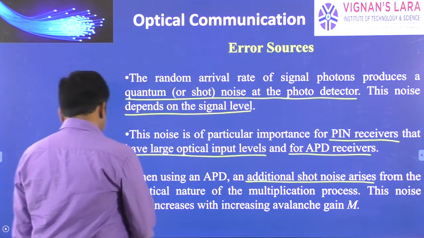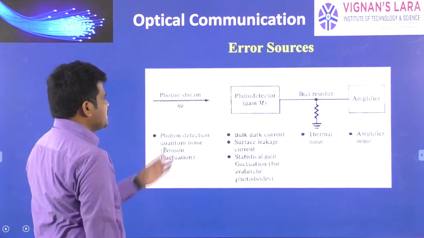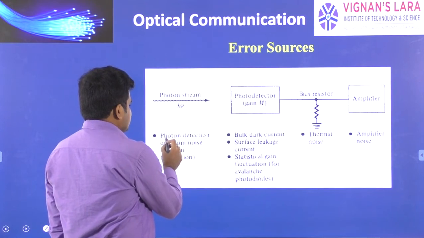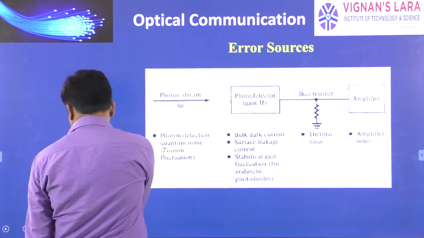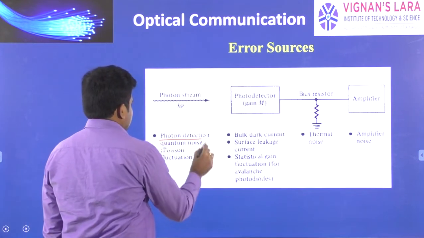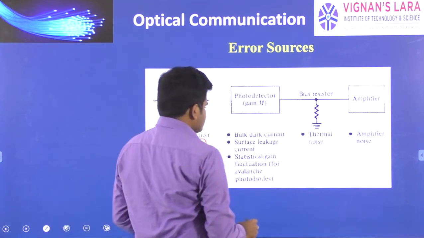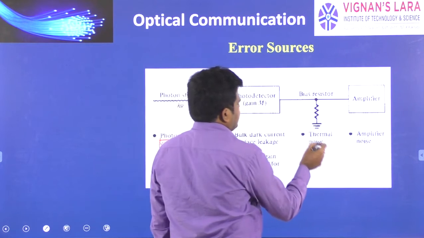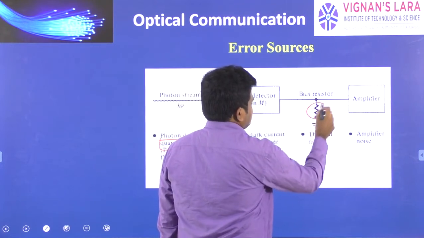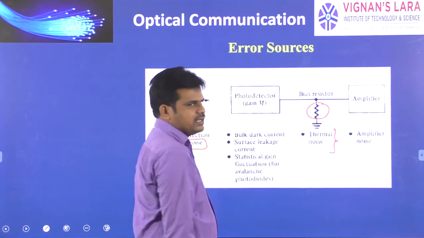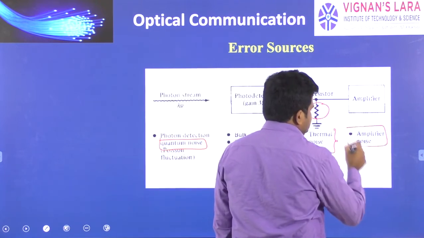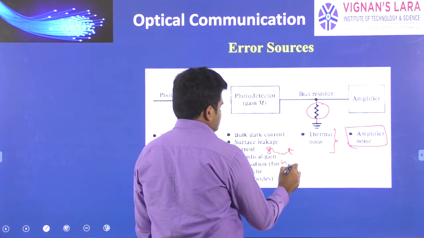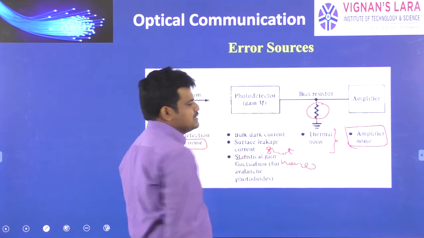You can see the error sources here. First is quantum noise in photodetection. The next one is noise arising in the photodetector, that is shot noise, noise arising due to the bias resistor, that is thermal noise, and noise arising in the amplifier, which we call amplifier noise. So one is quantum noise, shot noise, thermal noise, amplifier noise.